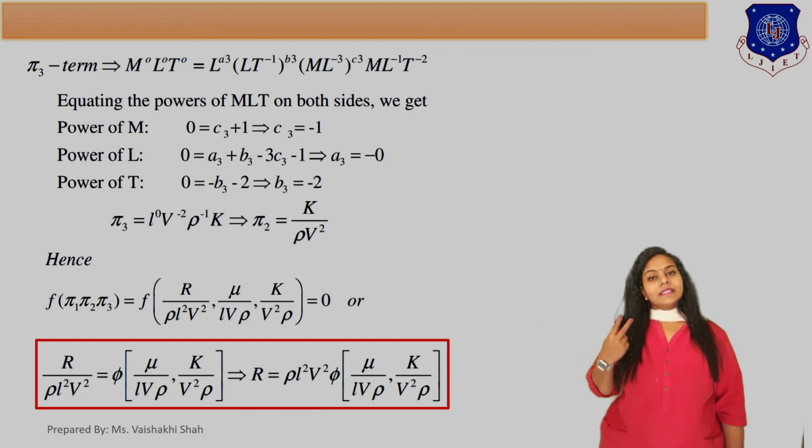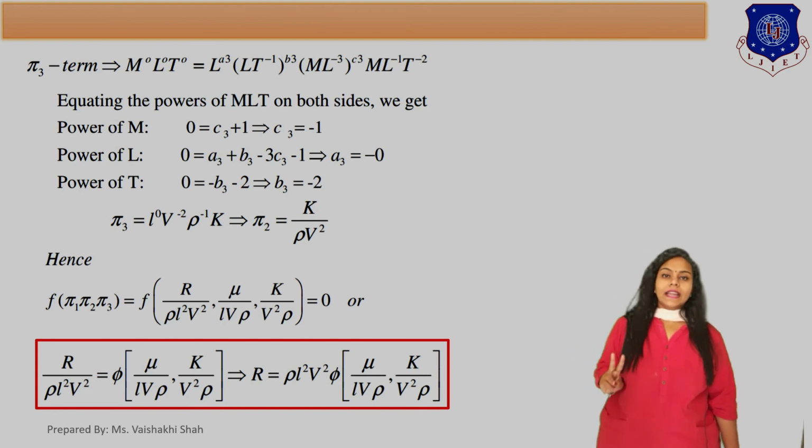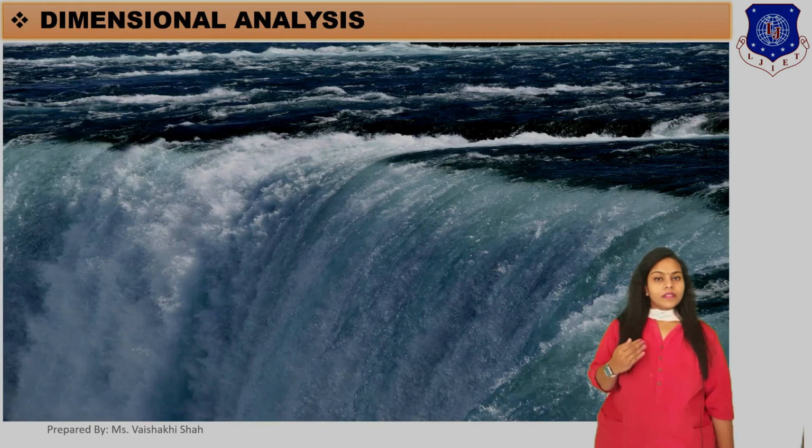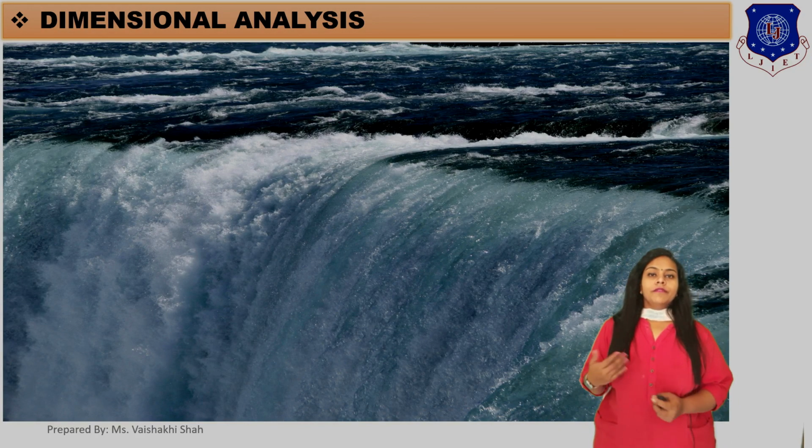So we solved the same example first by the Rayleigh method and second by the Buckingham pi theorem method. So done for today. Now in the next lecture we will solve some more theory problems based on this chapter. Okay. Goodbye.